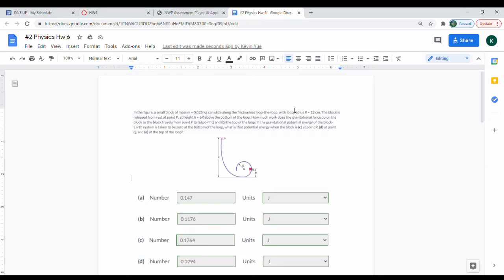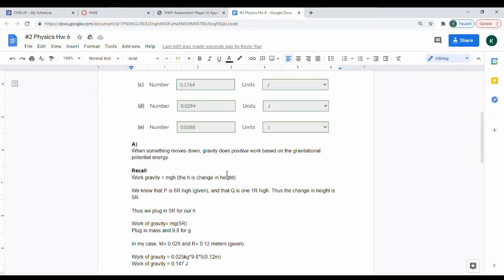This is question 2 from homework, number 6. So for A, we're being asked the work that gravitational force does from point P to Q. And when something goes down, the work done by gravity is positive. So then recall that the work of gravity is mgh, where h is the change in height.